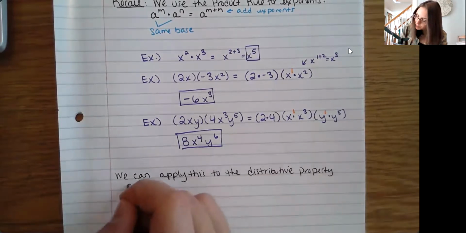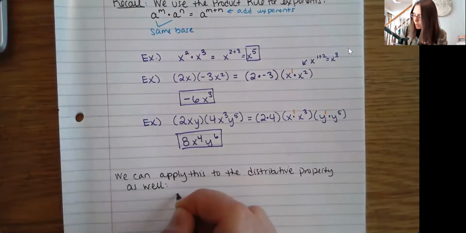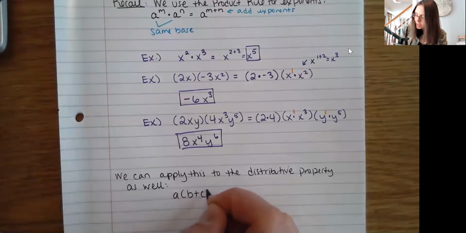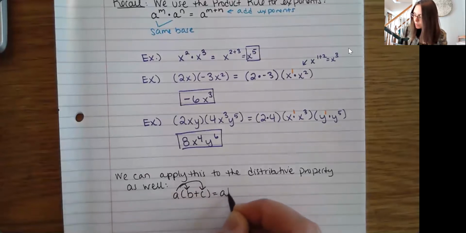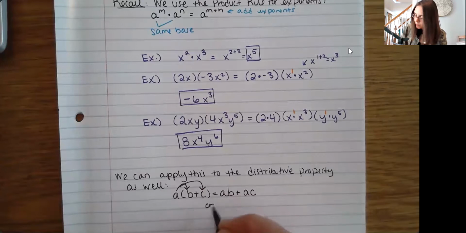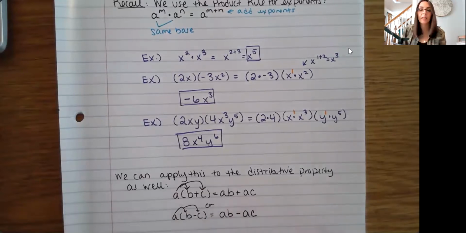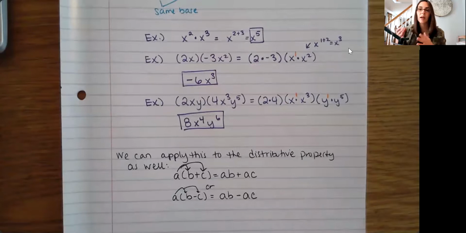And remember, for the distributive property, what we did here is we could take that outside value and multiply it into the parentheses if we had addition or subtraction. So it'd be A times B and then plus or minus A times C. So we can also take this the next step up.